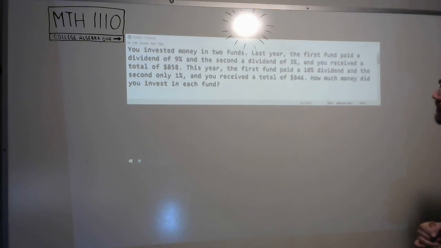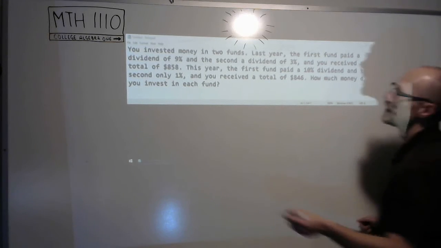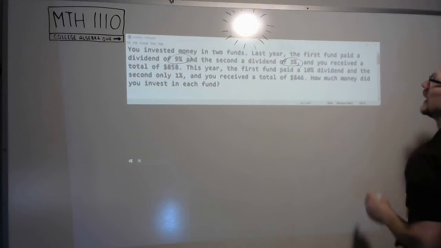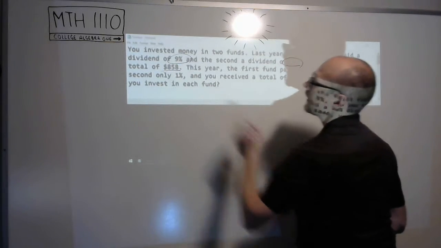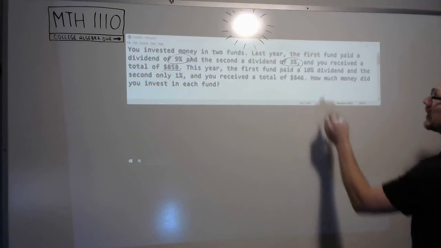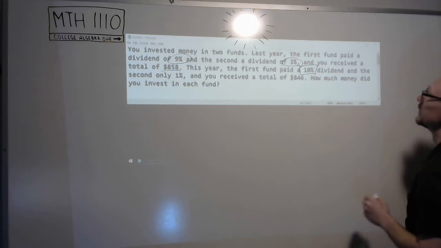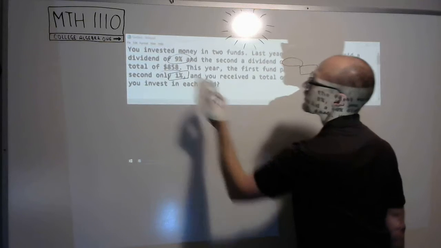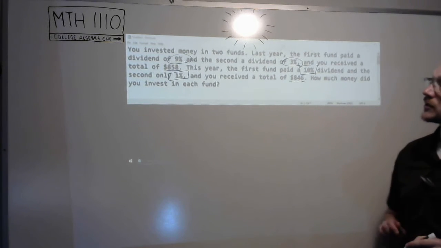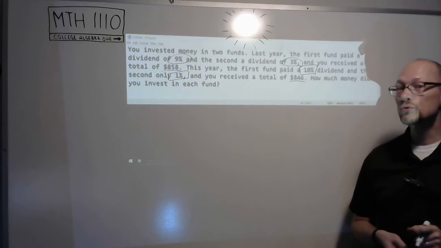You invested money into 2 funds. Last year, the first fund paid a dividend of 9%, and the second, a dividend of 3%, and you received a total of $858. That's equation number 1. This year, the first fund paid a 10% dividend, and the second only a 1% dividend. You received a total of $846. That's your second equation. Those are your 2 equations.